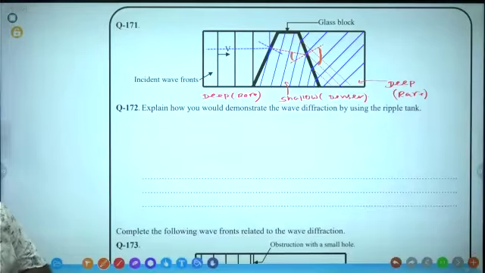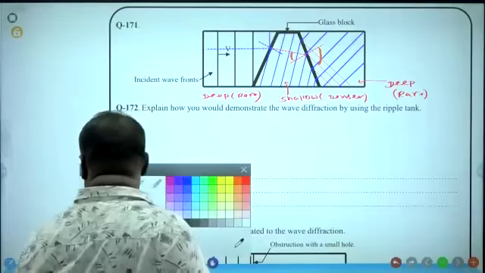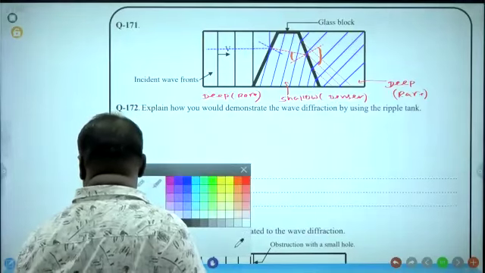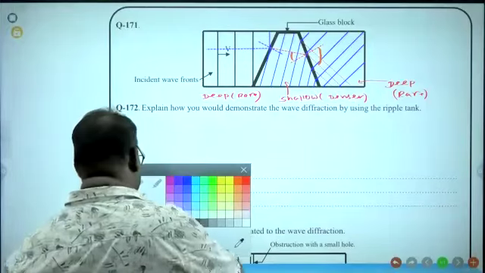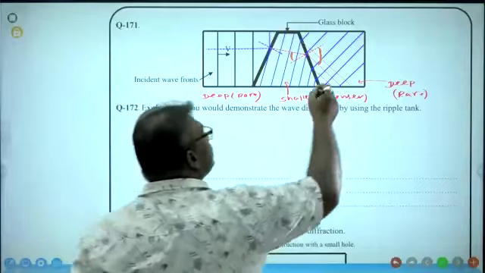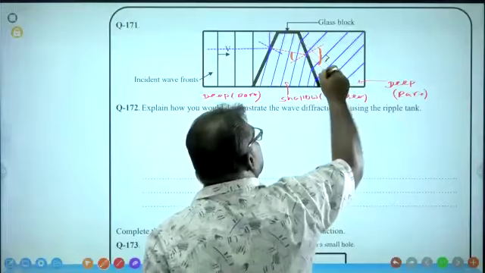Right, can we check 172 now? Always we have to draw the wave fronts perpendicular to the path of the direction, right? Like this.